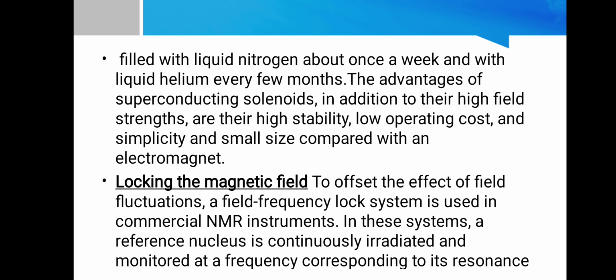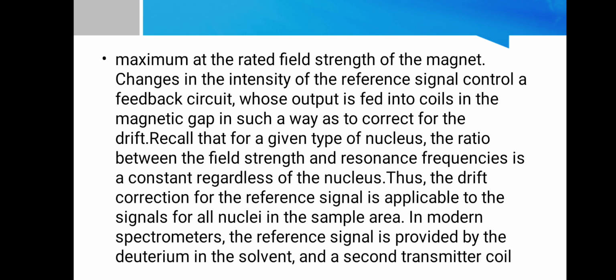Locking the magnetic field. To offset the effect of field fluctuations, a field frequency lock system is used in commercial NMR systems. In these systems, a reference nucleus is continuously irradiated and monitored at a frequency corresponding to its resonance maximum at the rated field strength of the magnet.